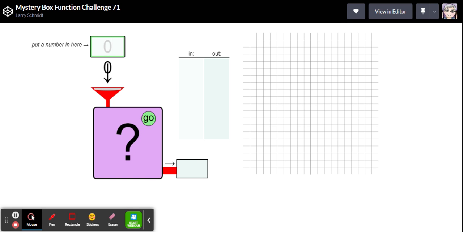I'm going to put in a 0. Oh, so 0 gives us 20, which is not on our graph. Well, let's try a 1. 1 gives us 40, which is very much not on our graph. Maybe we try the other direction. Let's try a -1.